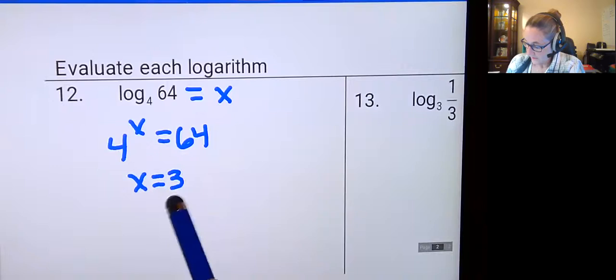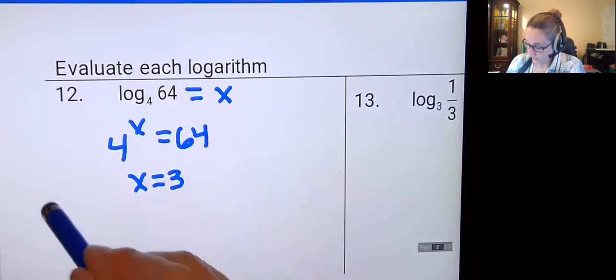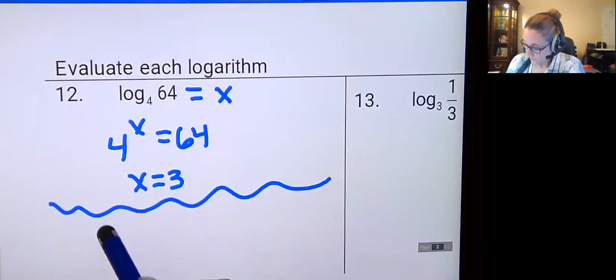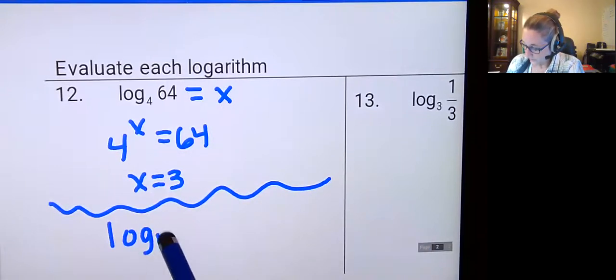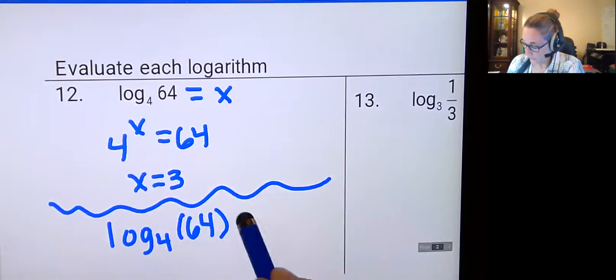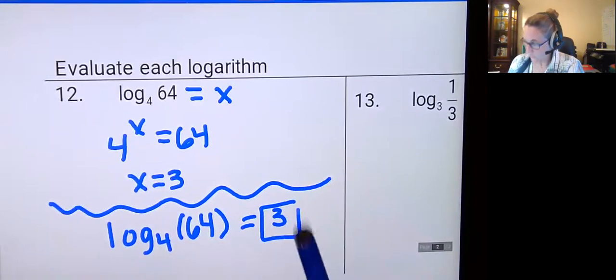Now, you didn't have to write it with an x. If you can just do this in your head and you know that log base 4 of 64 is equal to 3, that is your answer. 3 is your answer.